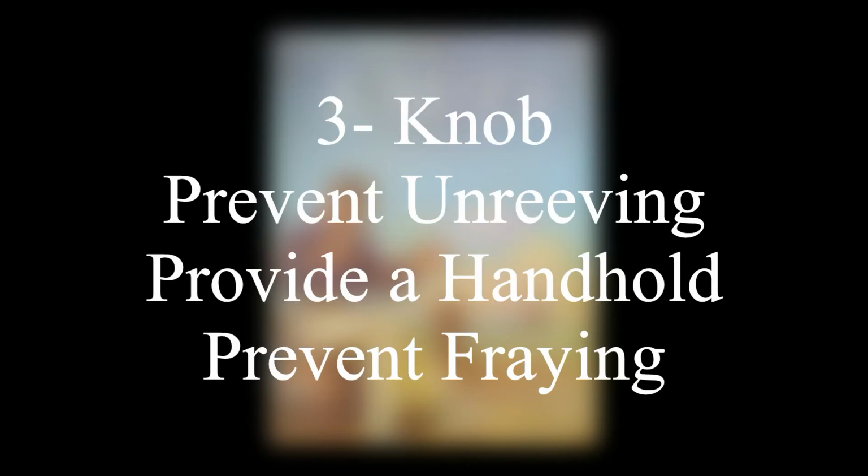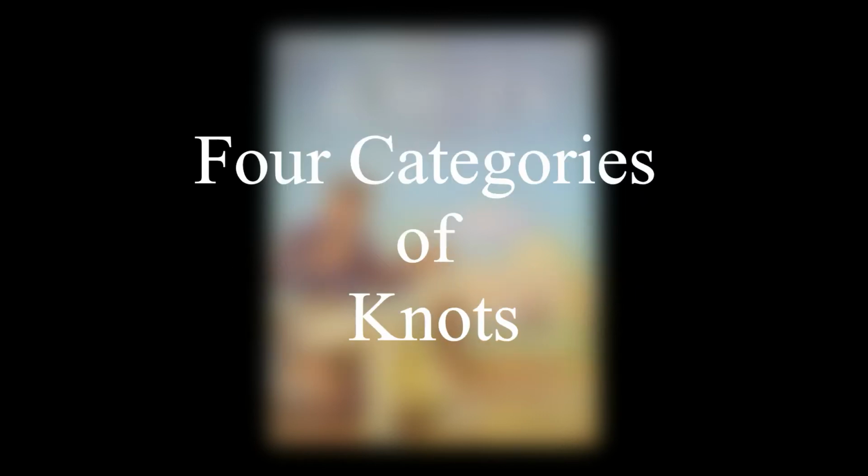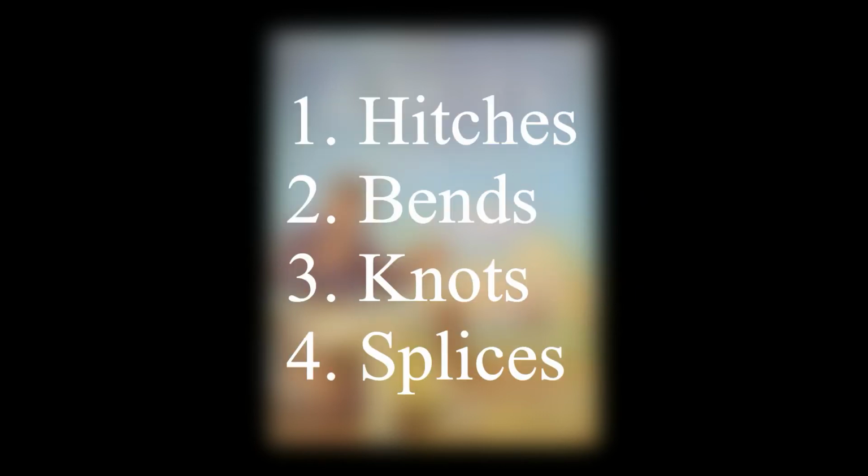And the third and narrowest meaning of a knot applies only to a knob or bunch tied in a rope to prevent it from unreeving, which is the withdrawing from an opening, to provide a handhold, or to prevent fraying. Ashley says that at sea, the topic of knots is commonly separated into 4 categories: hitches, bends, knots, and splices.